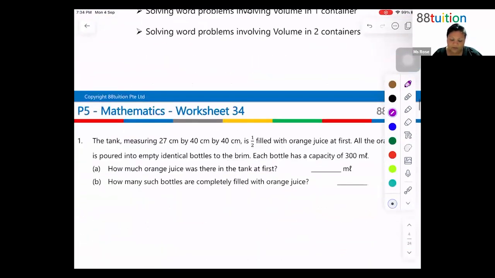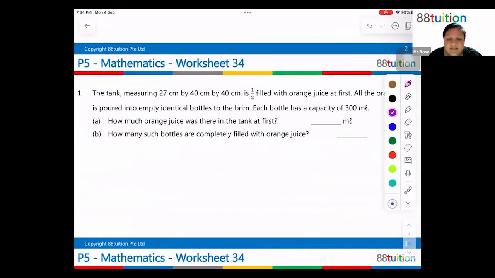Okay. So question number 1. So let's see. For question 1 and question 2, no, only question 1. Most of you got it right. But for the benefit of everybody, I'm going to just very quickly run through this question.